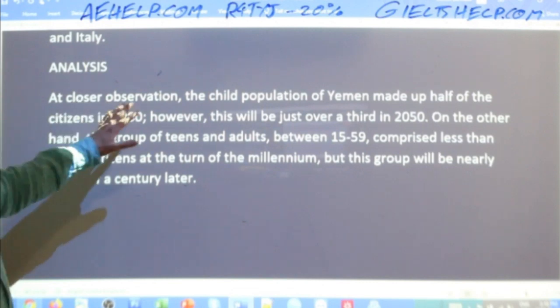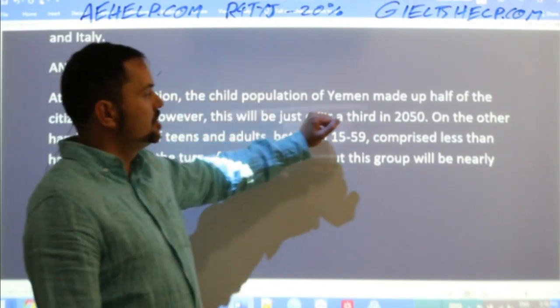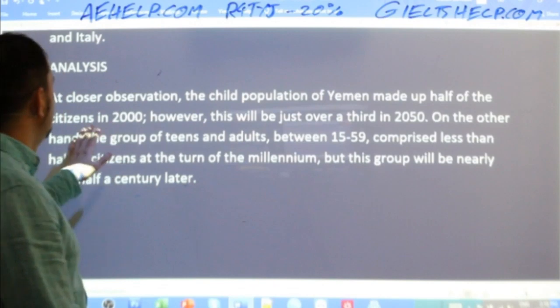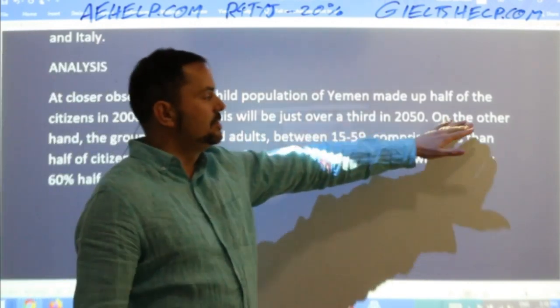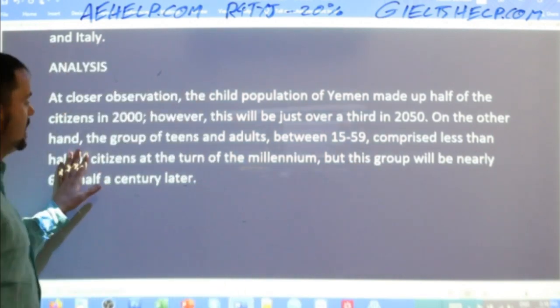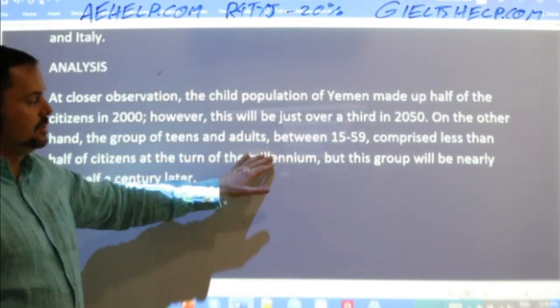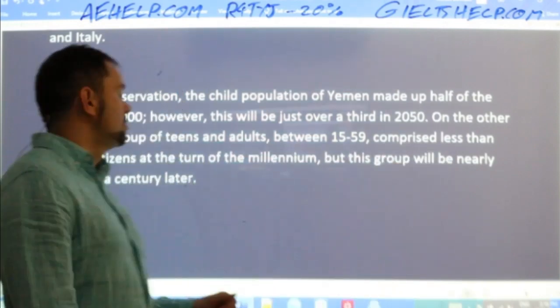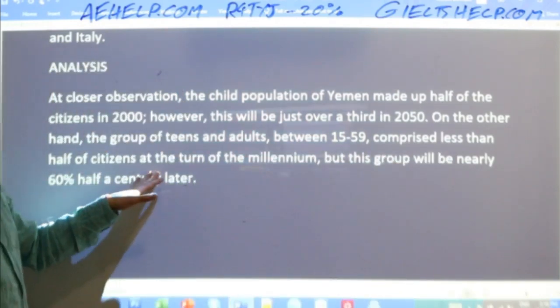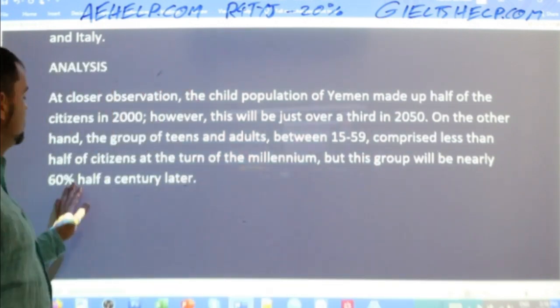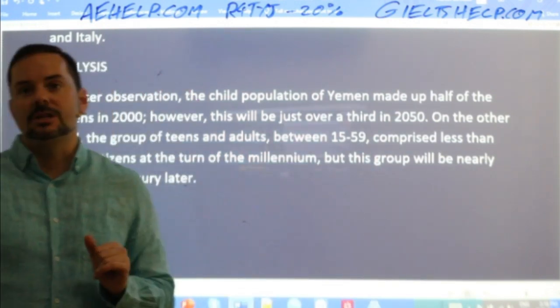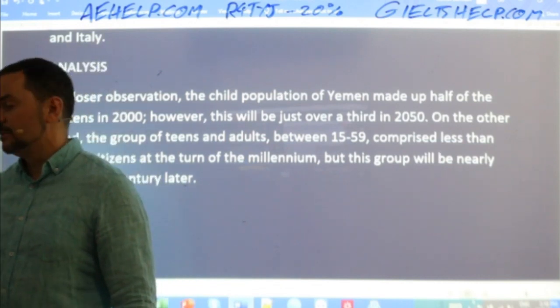So at closer observation, the child population of Yemen made up half of the citizens in 2000. However, this will be just over 1/3 in 2050. On the other hand, the group of teens and adults between 15 to 59 comprise less than half of the citizens at the turn of the millennium, but this group will be nearly 60% half a century later. All right, now we're moving along.